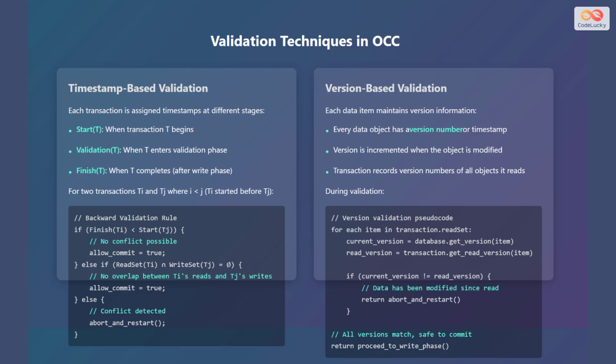During validation, for each item in the transaction read set, the current version is equal to database.get_version of the item, and the read version is equal to transaction.get_read_version of the item. If the current version is not equal to the read version, indicating that the data has been modified since read, then return abort and restart. If all versions match, it is safe to commit, so proceed to the write phase.